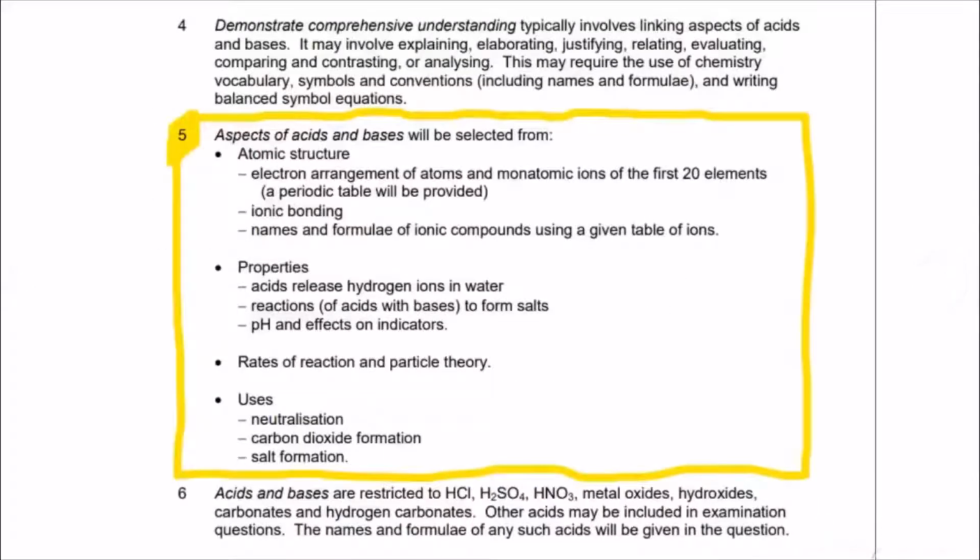For the acids and bases one, if you go down to point 5, you will see everything that you need to know and that can come up in the exam. And point number 6 tells you what acids and bases you need to know off by heart, and also tells you that if any other one is given, they will give you its ionic formula and name.